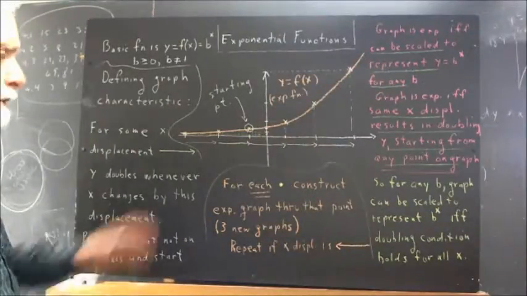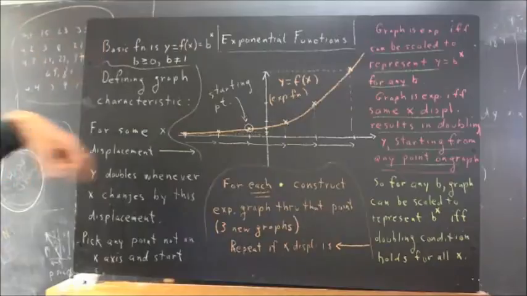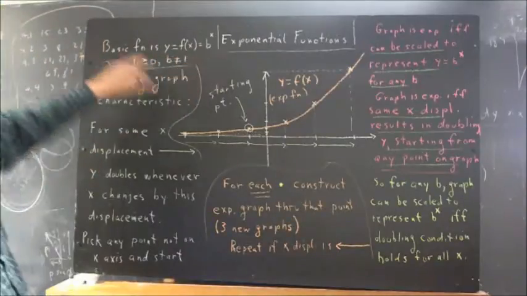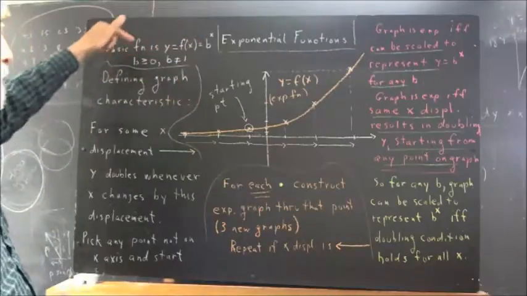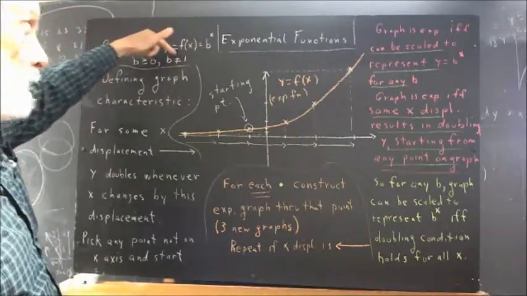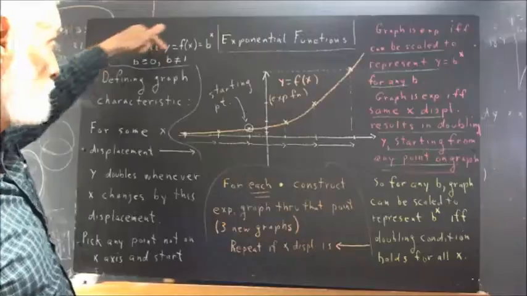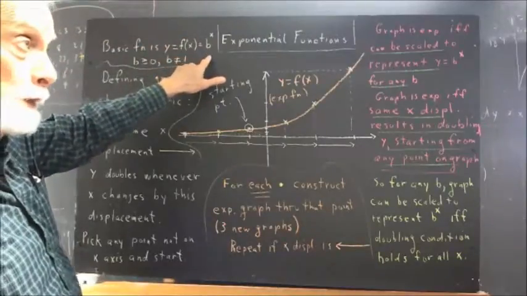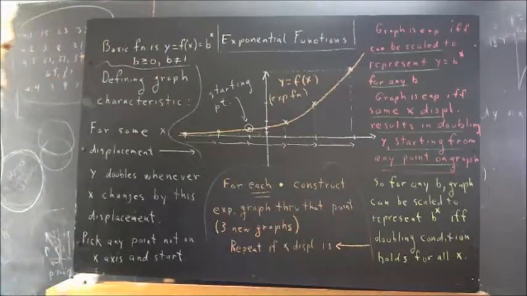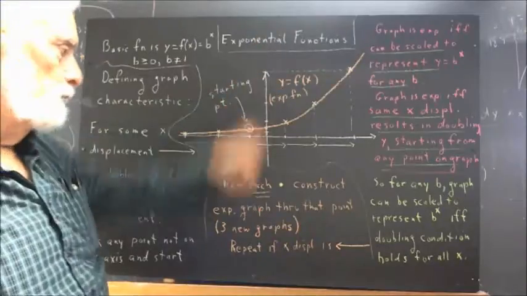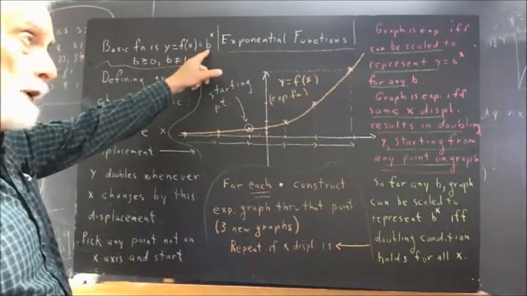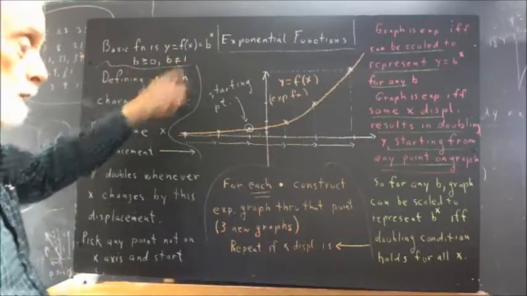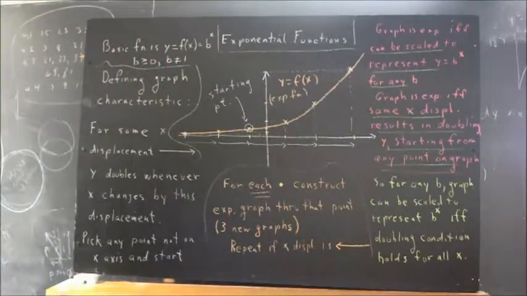Okay, if you viewed previous videos, I made that prettier. I also added restrictions on b. b has to be positive, and it can't be 1. Any positive number except 1 works as what we call the base for an exponential function, and everything that we've said here applies to any base b that's greater than 0, not equal to 1.